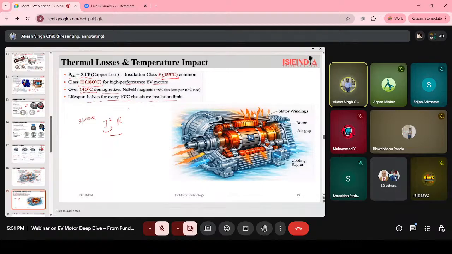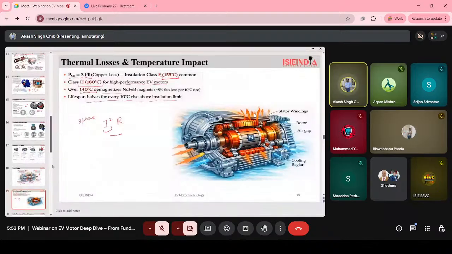Motor lifespan depends on how you are driving the vehicle. If you are doing rough driving, like moving the vehicle at high speed, more heat will be generated. At that time there may be a chance of the magnets getting demagnetized, and the lifespan of the motor will be reduced. This is the basic concept, and there is one formula you can write down to calculate the speed.